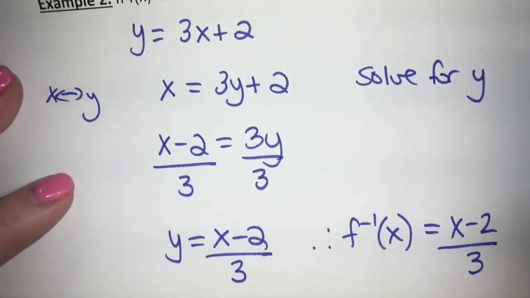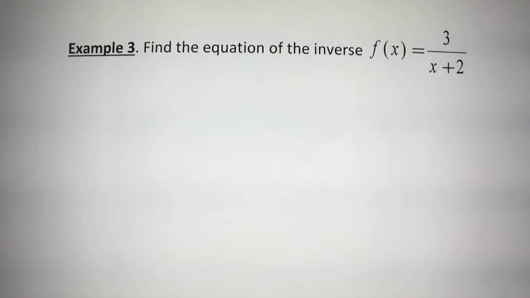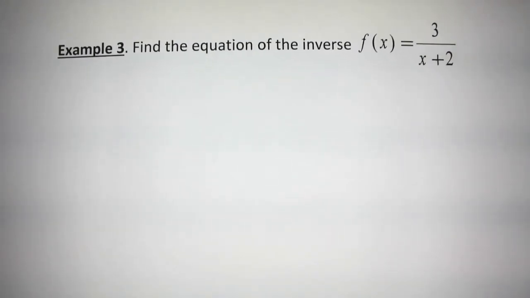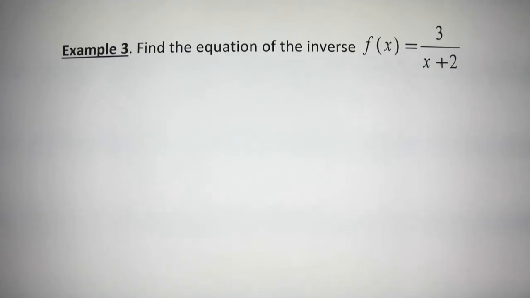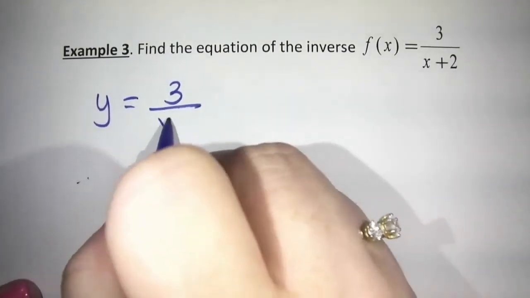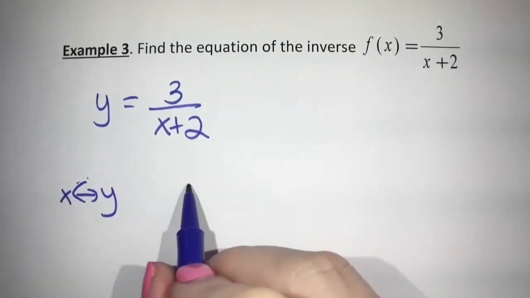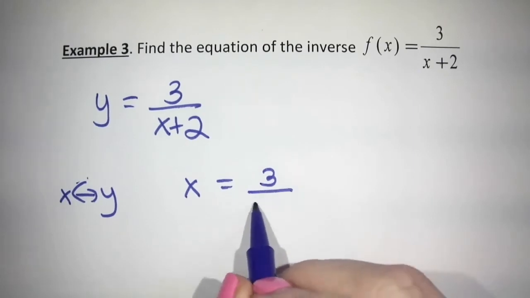So sometimes there's a question on the exam that just says find the equation of the inverse. Okay, so number 3 here says find the equation of the inverse of 3 over x plus 2. So hit pause and let's see if you can do it here. So we've got y equals 3 over x plus 2. So we switch x and y. So we get x equals 3 over y plus 2.